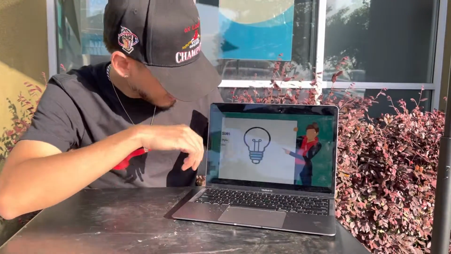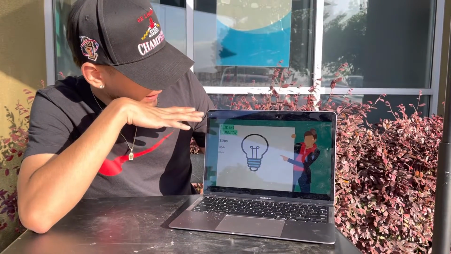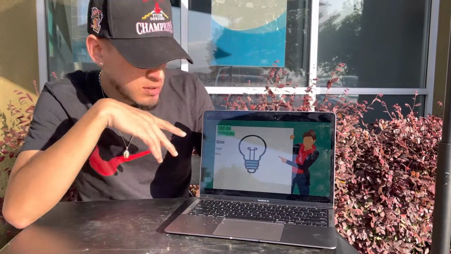My name is Eric Dewar, and today I'm going to talk about the PowerPoint introduction. As you can see right here, this slide is called Slides and Presentations. Right here, I'm talking about sizes, styles, and effects. Those three things will get you a great slide presentation.